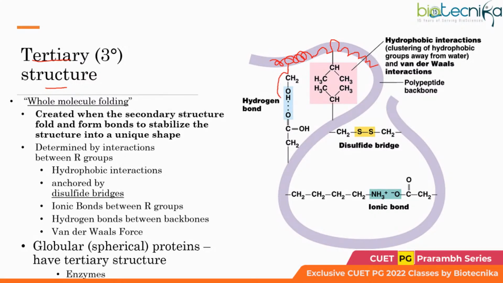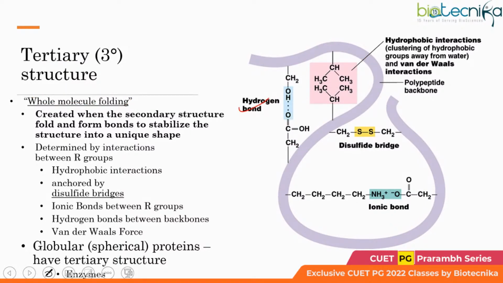Here is one R group, a variable group, consisting of an OH group. Then from here one more R group is coming out, because we know that in secondary structure there is no interaction with R groups. So the whole molecule folding is what is tertiary structure: folding of the entire polypeptide chain.